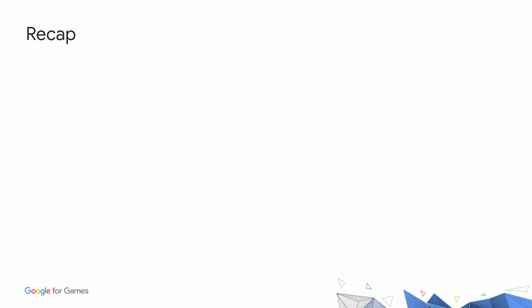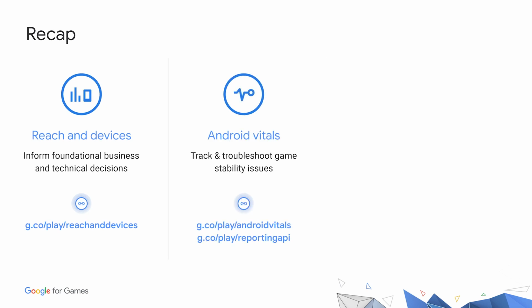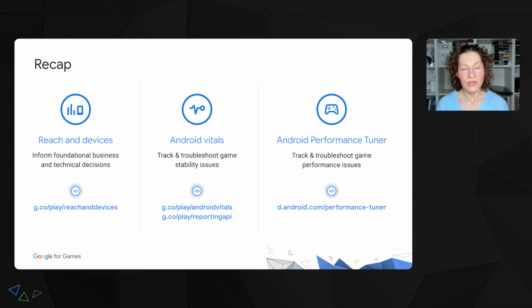So we've covered a lot today. Reach and Devices best practices and new features, Vitals country filters and API access, and new APT case studies. Whatever stage of development your game is at, and whatever your quality focus, I hope there's something in this talk for you. Check out the links to start working with these new features and do keep your feedback coming. I know some of these launches have been a while in the making, but as you can see, we really are listening. Thanks again.